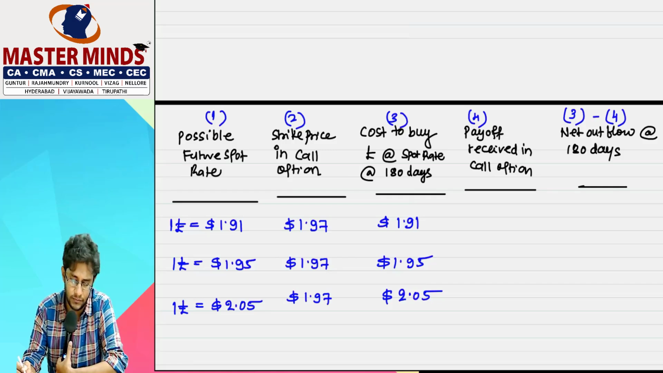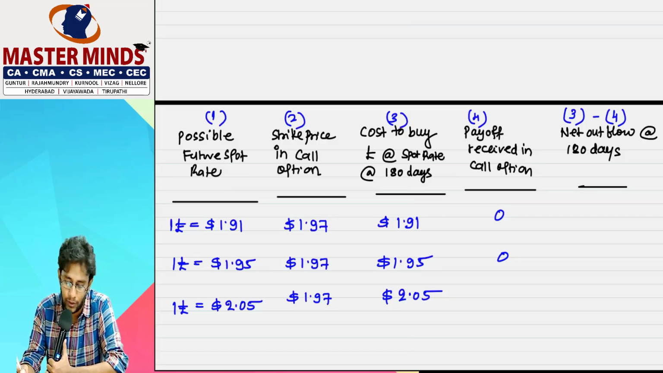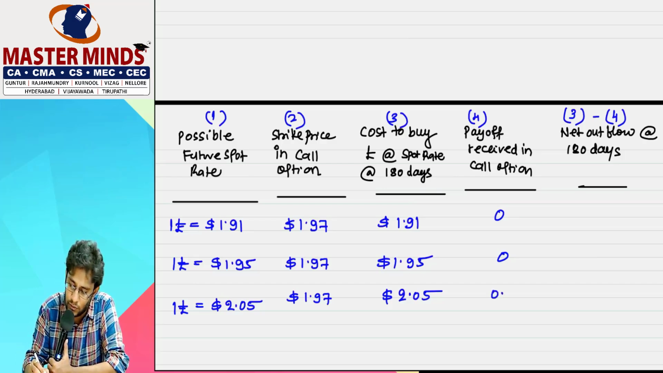Payoff received. First scenario: I have a right to buy at 1.97 each pound, but the market pound rate is 1.91. Lapse. So payoff received is 0. Even here also 0. In the last case, the market pound rate is 2.05 and I have a right to buy at 1.97. Definitely the call will be exercised and we will receive an inflow of $0.08. This is the inflow.